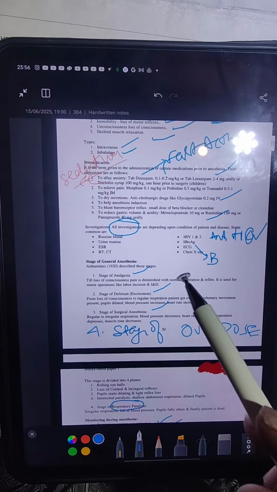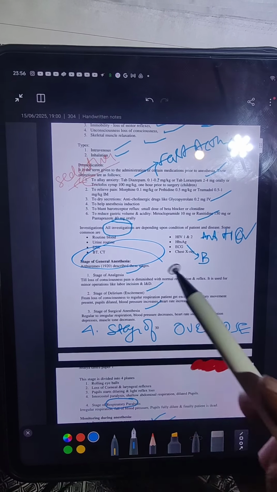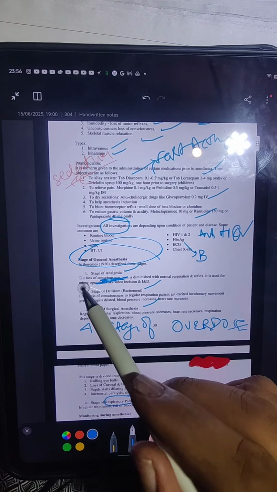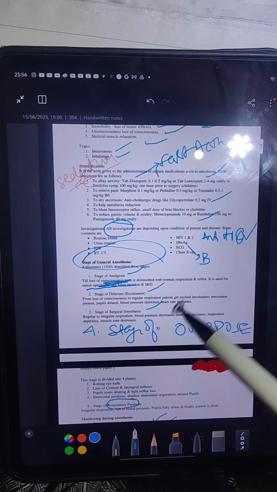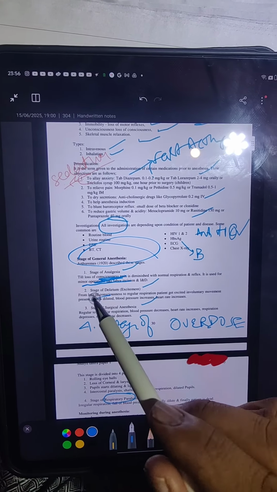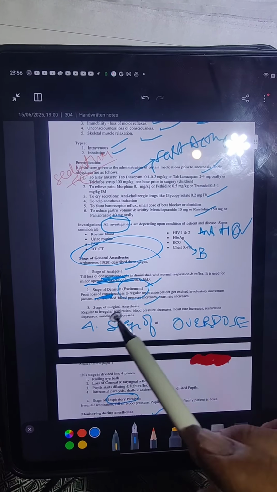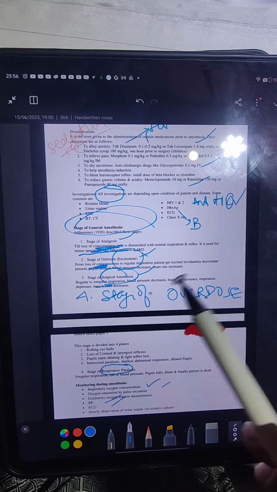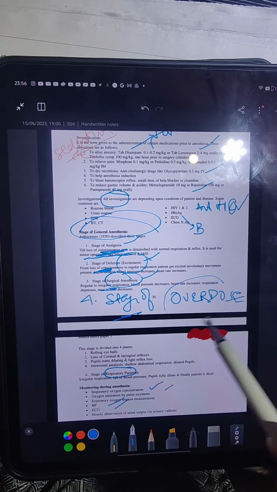These are the stages of general anesthesia. First stage is the stage of analgesia, lasting till loss of consciousness. Second stage is the stage of excitement. Third stage is the stage of surgical anesthesia. And fourth stage is the stage of overdose.